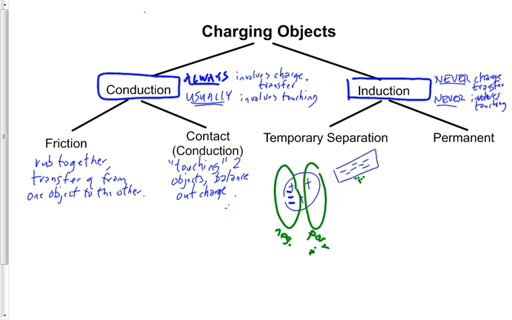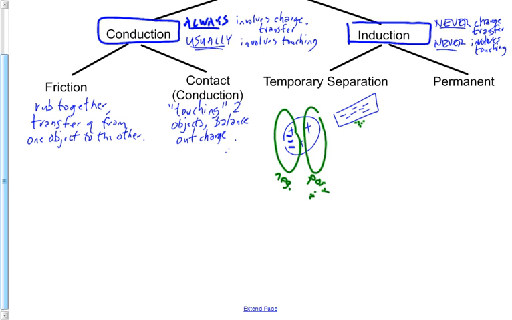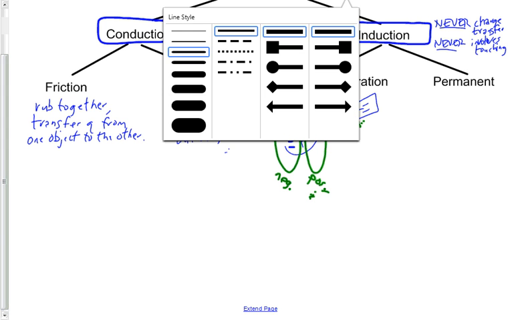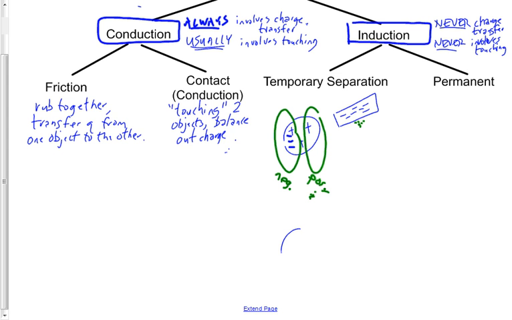Okay. Let's draw another little picture here. This time we have a neutral object again, but let's bring a positively charged object nearby. What's going to happen to the protons in this neutral object? They're going to stay where they are. Protons don't move. What's going to happen to the electrons? They're going to move to the right. They're going to be pulled toward the positively charged object.